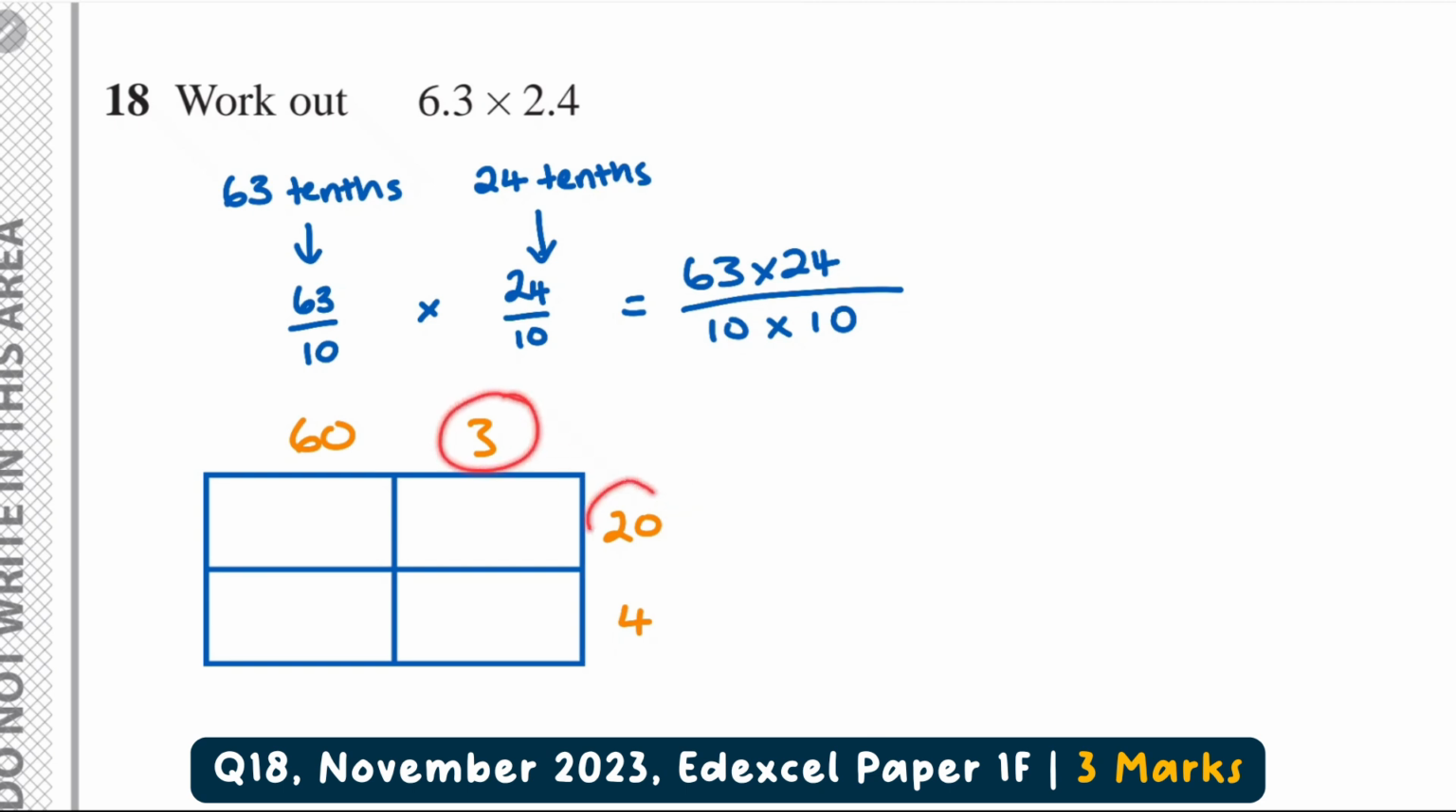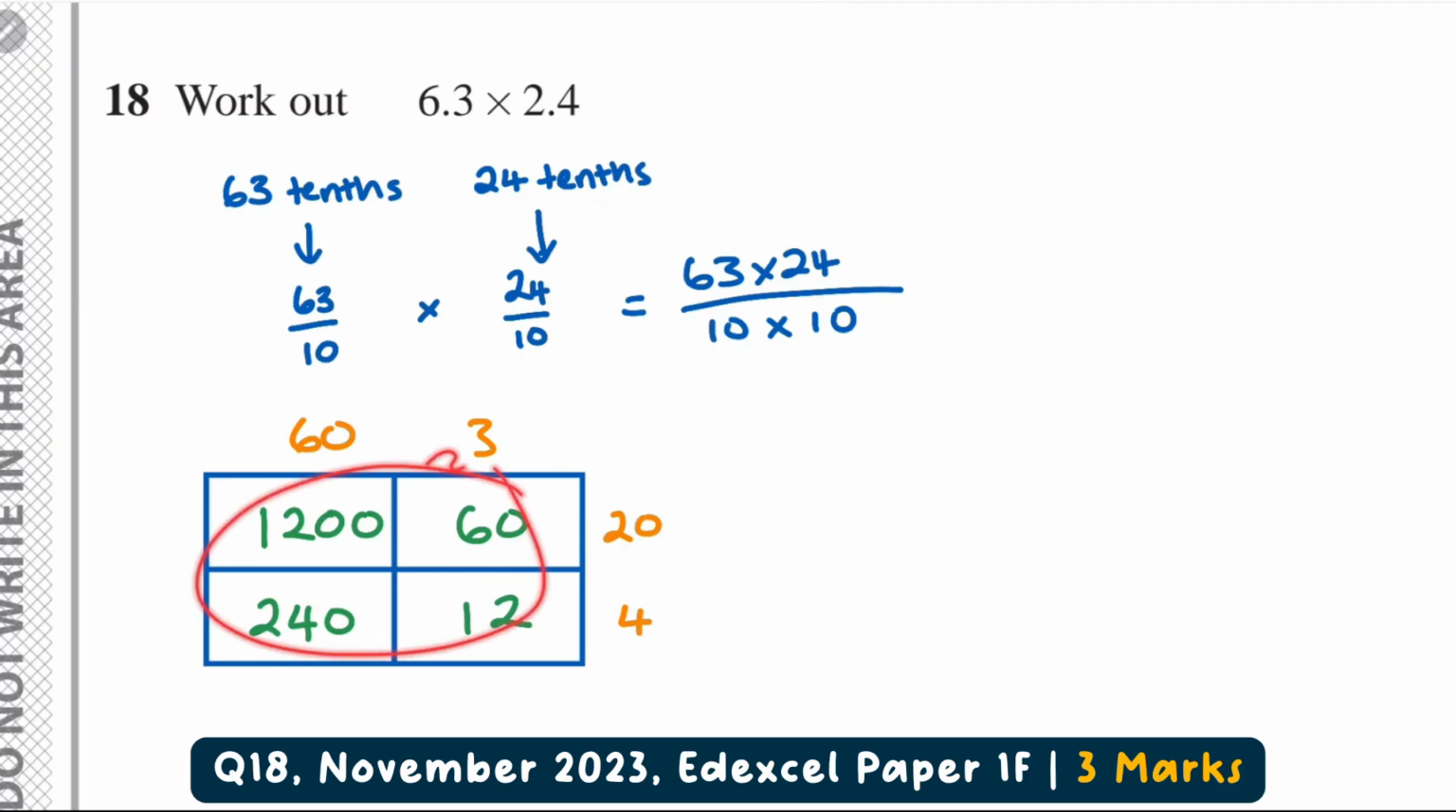So 3 times 20 is 60. 3 times 4 is 12. 60 times 20 is 1,200, because 6 times 2 is 12, and we have these two zeros. And 60 times 4 is 240. So to get our answer, we just need to add all these products.